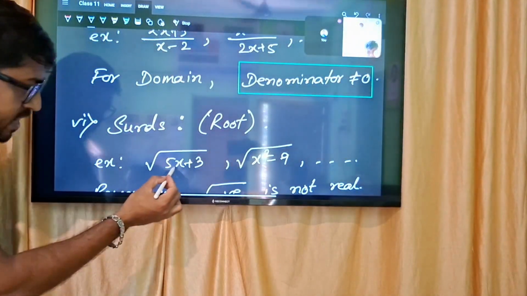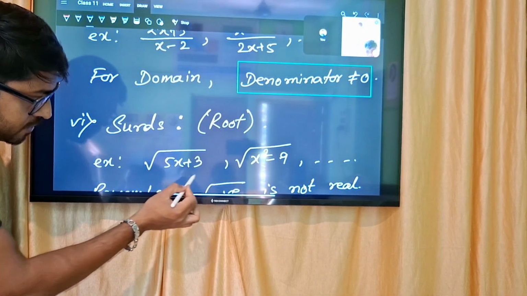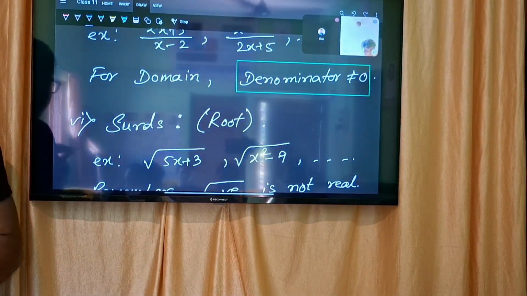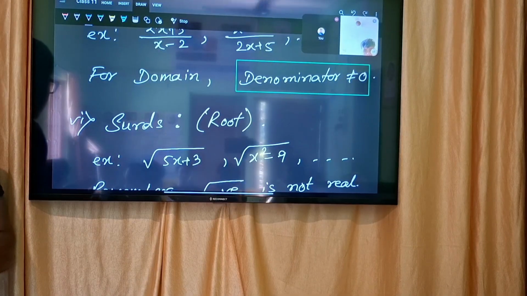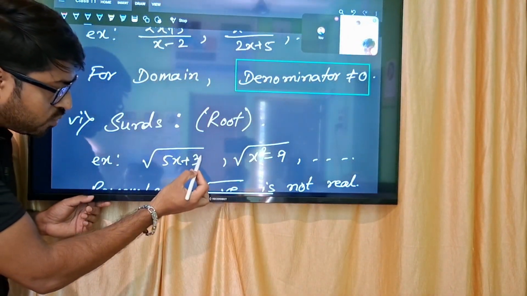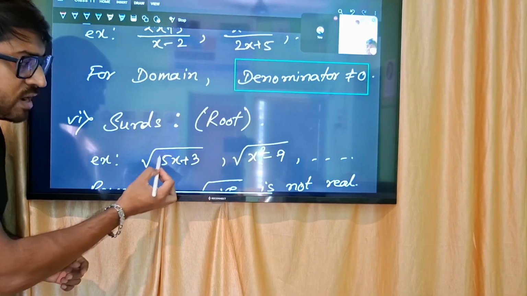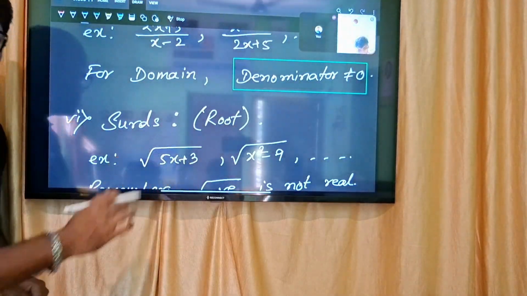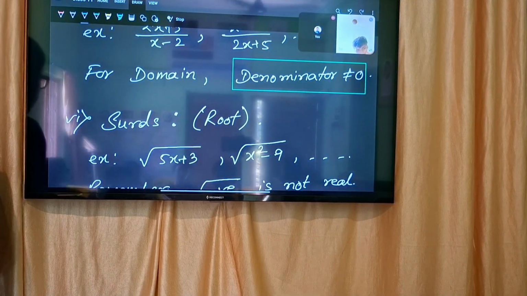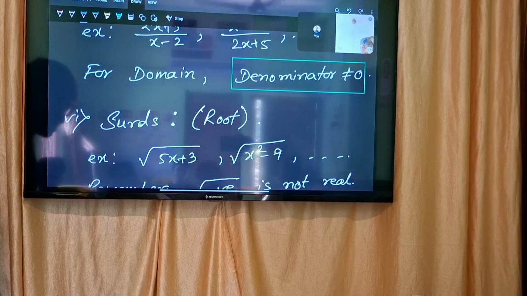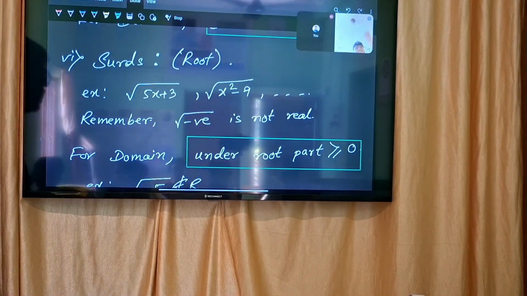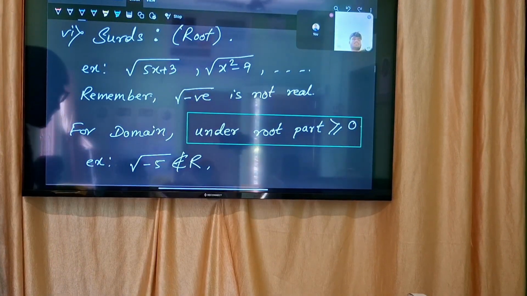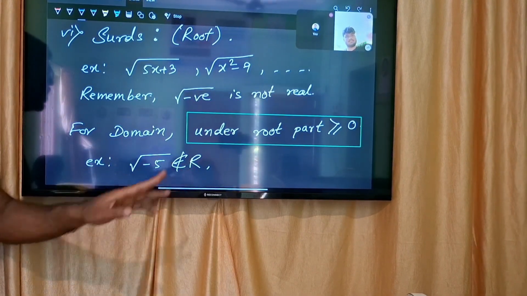If the under root portion, that means this 5x plus 3, becomes negative, then root under negative, is it a real number? Root under negative is not real. So whatever the function or algebraic term is under the root, that should be positive, so 5x plus 3 should be positive or 0, it cannot be negative. Okay? So remember, root under negative is not real. So for domain, the under root part should be greater than or equal to 0. Clear? Example, root under minus 5 does not belong to the real numbers.